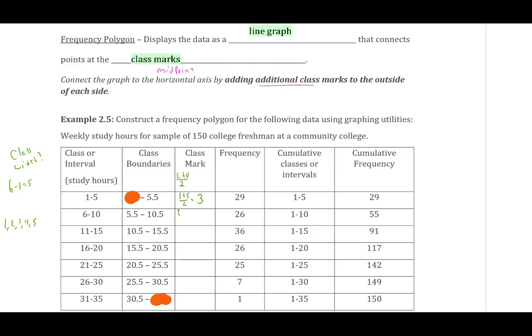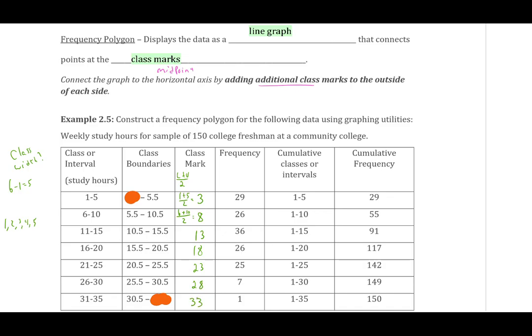We'll do the same thing with the next one, and then I'll jump ahead, kind of speed this up a little bit. 6 plus 10 is 16, divided by 2 is 8. And again, if we know that the class width is 5, we're just going to continue the pattern of adding 5. So 3 plus 5 is 8, plus 5 is 13. Also 11 plus 15 is 26, divided by 2 is 13. And then we'll have 18, 23, 28, and 33.